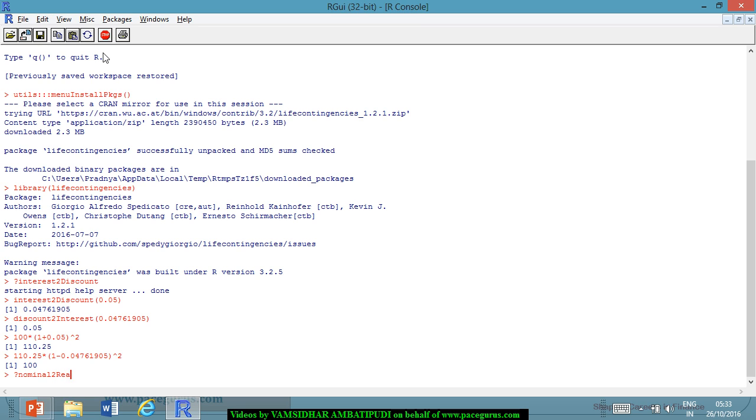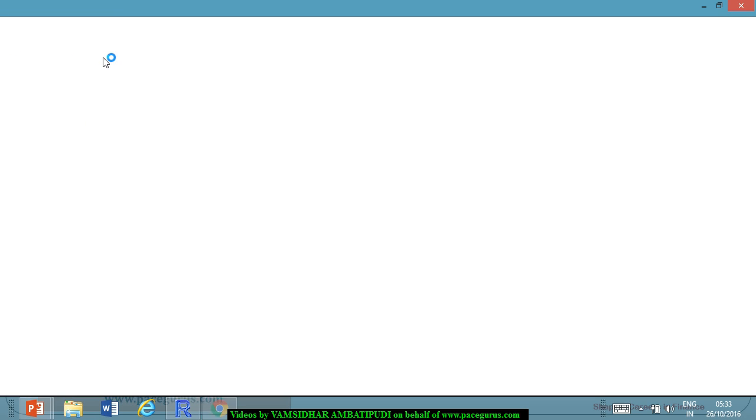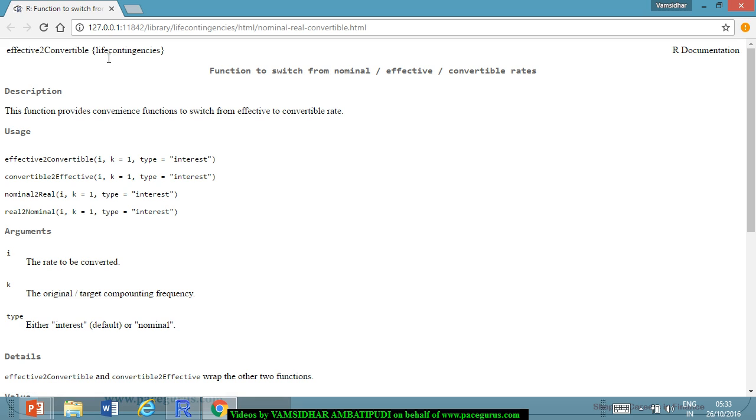Nominal to real. You see this? This function provides convenience functions to switch from effective to convertible rate. So from an effective rate, which is like a real rate, I am looking at convertible rate. So now you could see nominal to real.